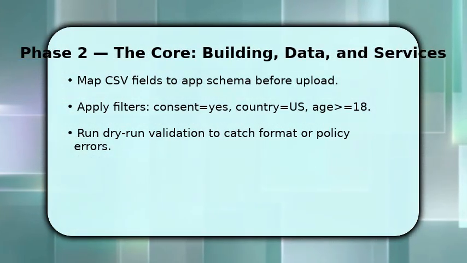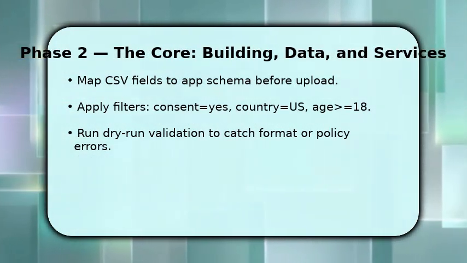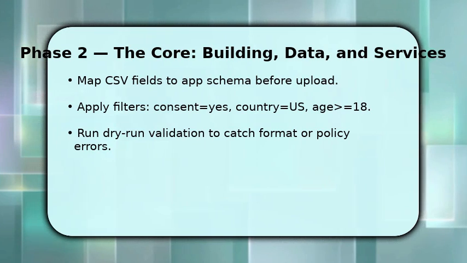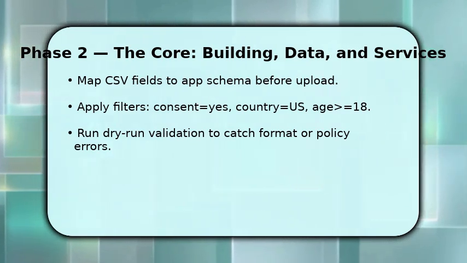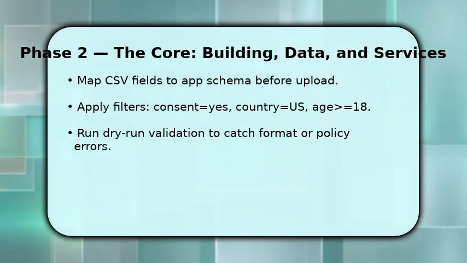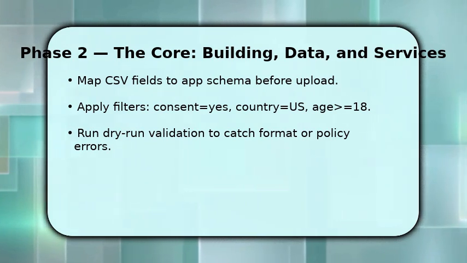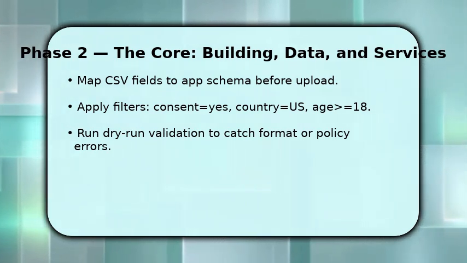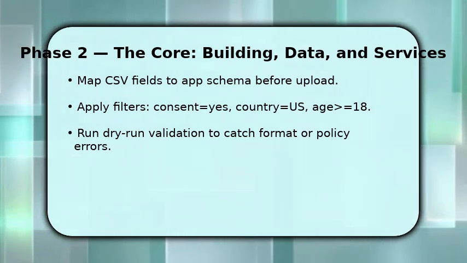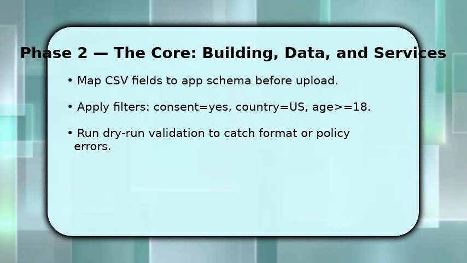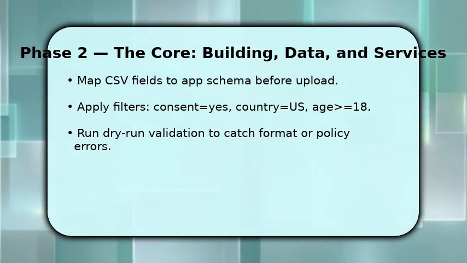Now you configure mappings and run an upload validation. First, map CSV columns to the app schema so email fields and ID align. This prevents mismatched records. Next, apply filters, for example, consent equals yes, country equals US, age greater or equal 18, because buyers require compliant segments.